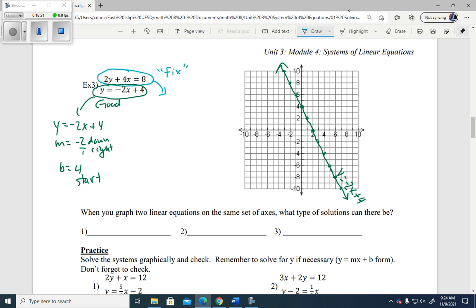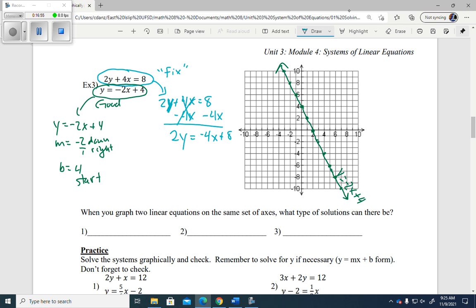So let's fix this one. Remember, I'm trying to get this y by itself. So don't even touch the coefficient yet. Don't touch the 2. Save that for last. Let's get rid of the plus 4x by subtracting 4x from both sides. So I'm left with 2y equals, I can write 8 minus 4x, or I can write -4x plus 8. Right? I just used the commutative property. I just wrote the second thing first, and that's allowed.